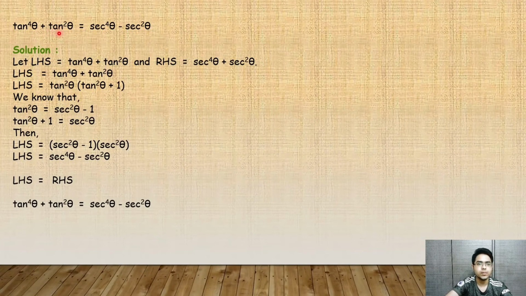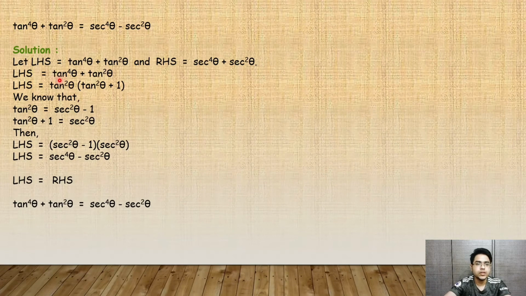Tan 4 theta plus tan square theta is equal to sec 4 theta minus sec square theta. Now the solution will be there. We'll be considering LHS as tan 4 theta plus tan square theta and RHS as sec 4 theta minus sec square theta.